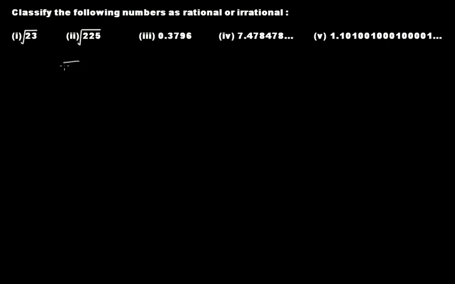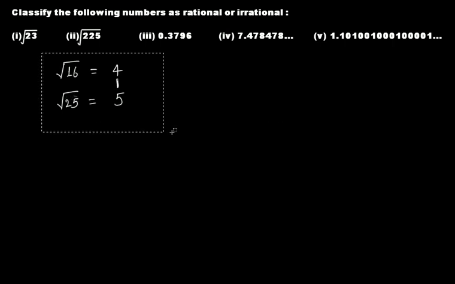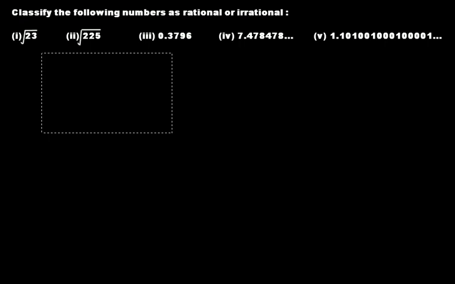Now square root of 16 is what? 4. And square root of 25 is what? 5, right? Is there any other integer between 4 and 5? No. After 16 you are getting 25. So where is 23? It tells us that this is an irrational number, since you cannot find its square root. Therefore this is an irrational number.